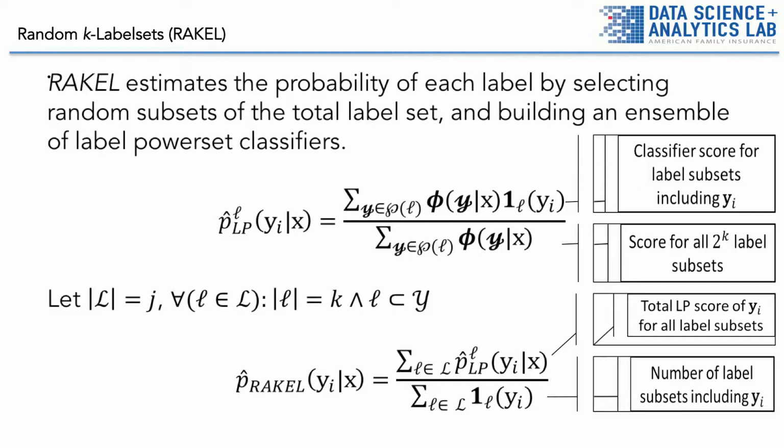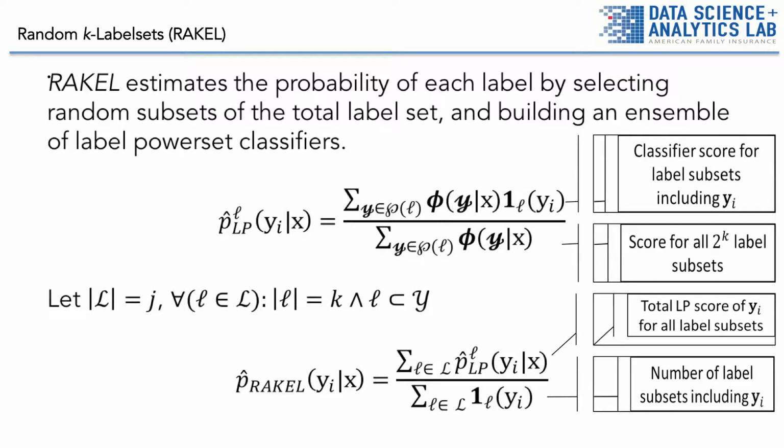And I'm going to go a little bit out of order here. But the idea is that you're going to build label power set classifiers, but only for sets of k labels at a time. So k may be 3, k may be 4. You're going to build a label power set that's only responsible for, say, 4 labels. And then you're going to build a whole ensemble of those. So this is saying in our set of label power set classifiers, each is responsible for k labels, and there are j of them in total.